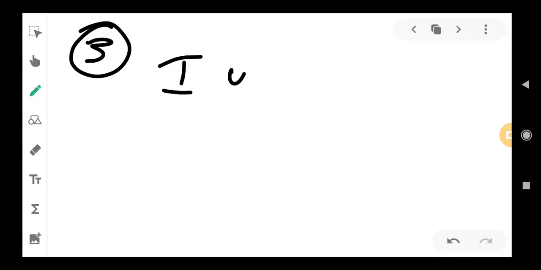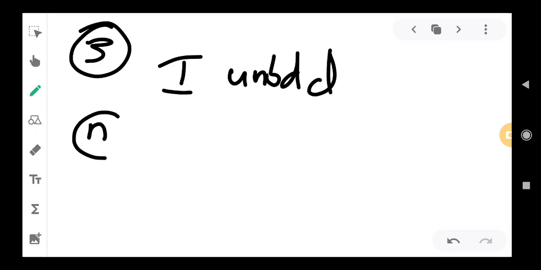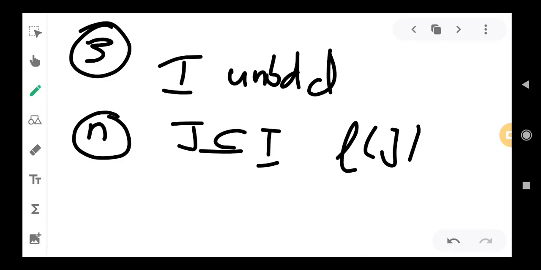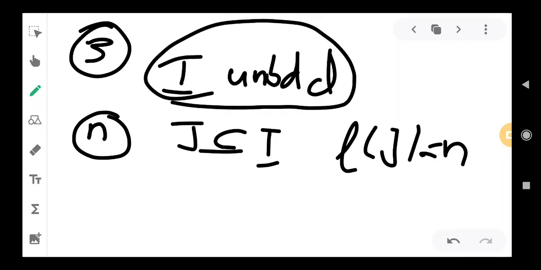Now we are taking the unbounded interval. In case 3, we are taking I to be an unbounded interval. If I is an unbounded interval, then given any natural number n, we can find an interval J, which is a subset of I, such that length of J is equal to n. We can find any interval of length n, I being unbounded.